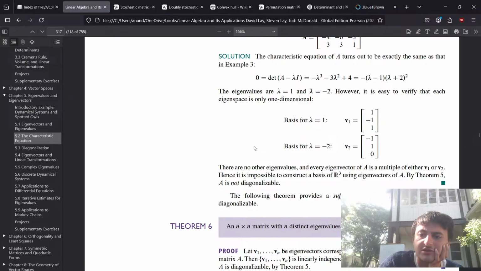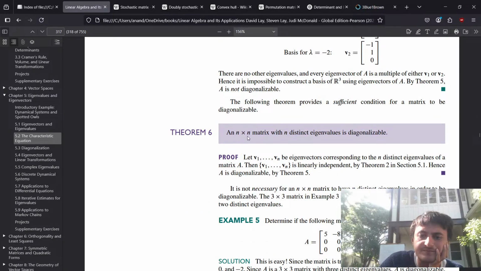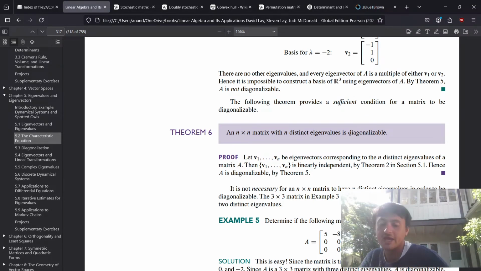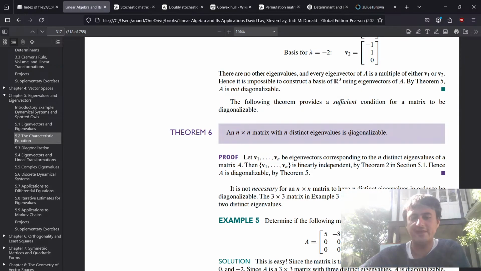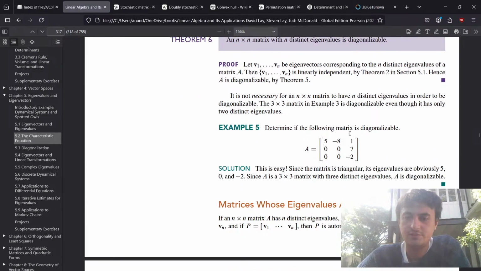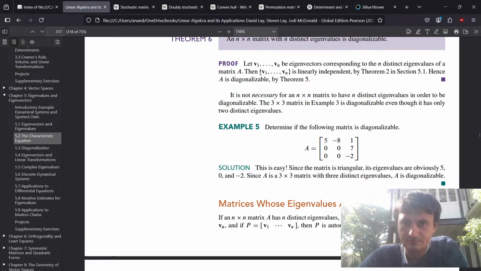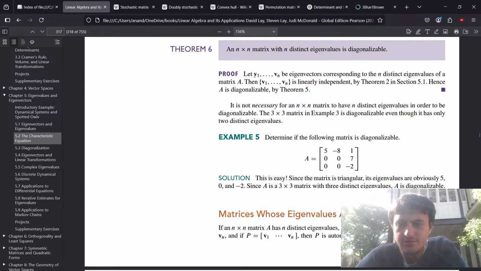Diagonalize the following matrix. Okay, we did it. So this is sufficient but not necessary, because just think of the identity matrix. The identity matrix is diagonal already, but it doesn't have n distinct eigenvalues. Well, let's see what the proof of this is.